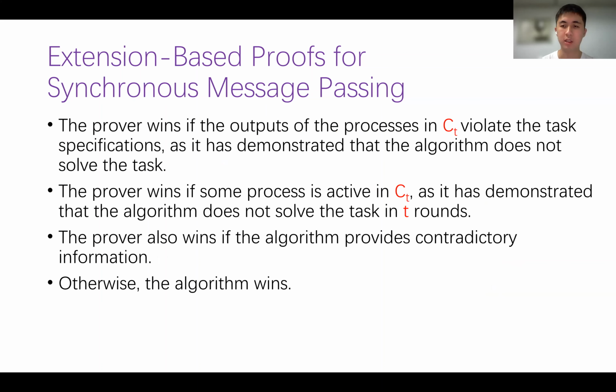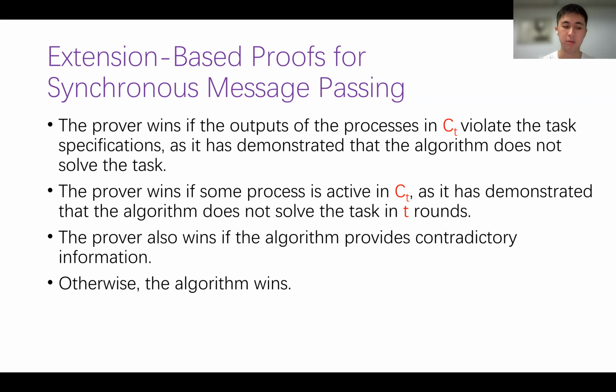Similarly, during the interaction, the prover wins when it can show the algorithm is incorrect. Specifically, the prover wins if the output in the resulting configuration C_t violates the task specifications, as it has demonstrated that the algorithm does not solve the task. The prover wins if some process has not terminated in the resulting configuration C_t, as it has demonstrated that the algorithm does not solve the task in t rounds. The prover also wins if the algorithm provides contradictory information.